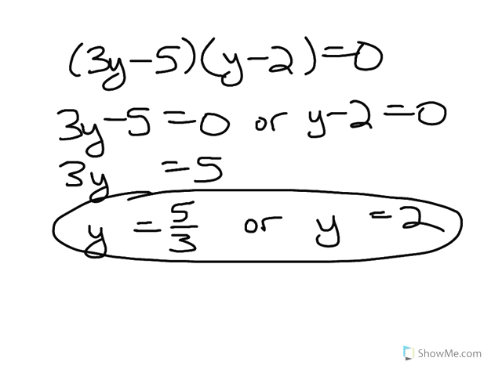Now, you realize there's more than one solution. There's 5/3 and there's 2. Actually, that's the way to write the answer. We've talked about that distinction before.